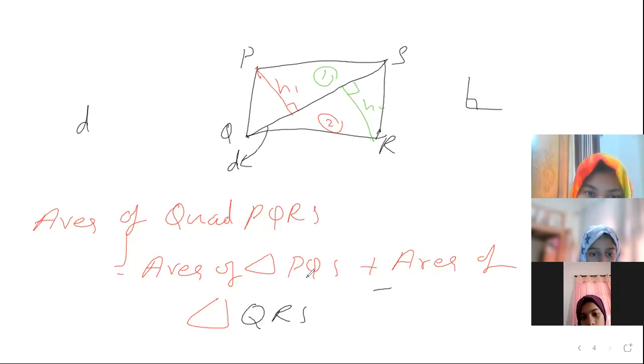We know the formula for area of a triangle. What is the formula for the area of any triangle? Half into B into H.